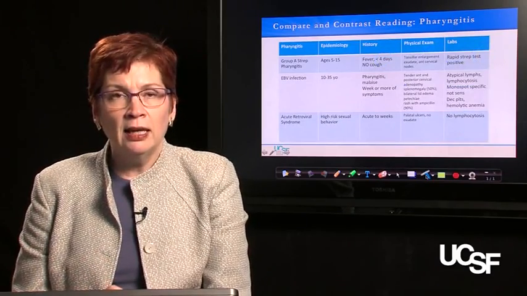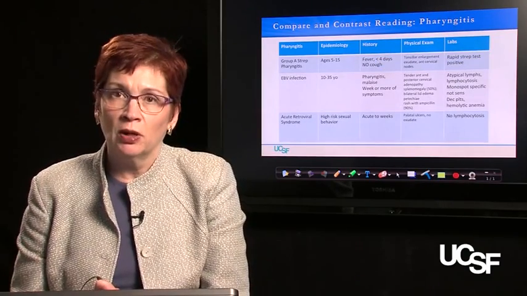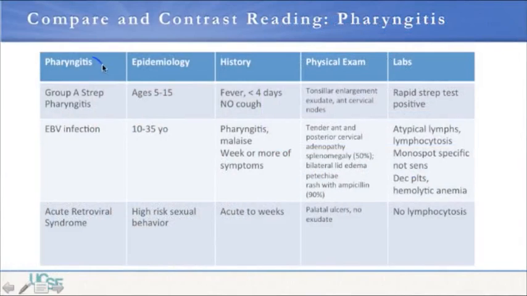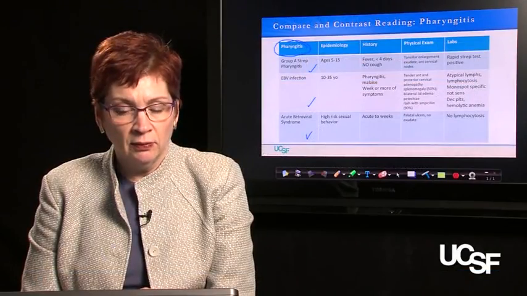So let's look at a partial compare and contrast reading chart for pharyngitis with regard to Jeremy's possible diagnoses. Remember, we always start with a syndrome, one of those common ways in which diseases present in all humans. And this set of diseases, group A strep pharyngitis, EBV infection or acute mononucleosis, and acute retroviral syndrome, may all present with pharyngitis.